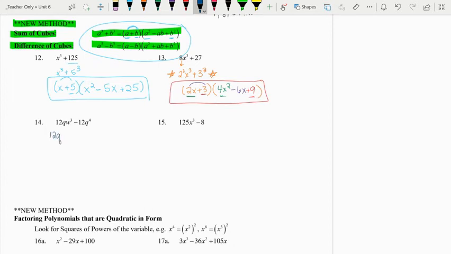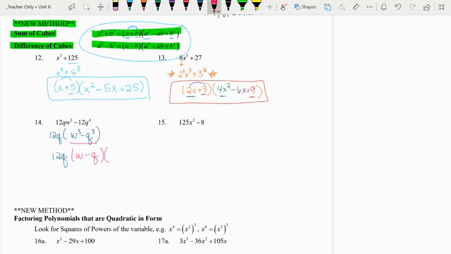You take out a 12q, and you're left with w to the third minus q to the third. So 12q can stay, but then this part can be factored using the difference of cubes. So this time we take the cubic root, and it is w minus q. Since we've already used the minus, everything else later is going to be a plus.